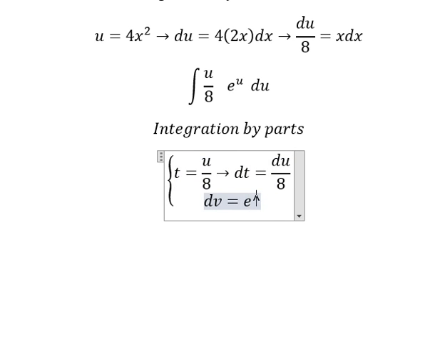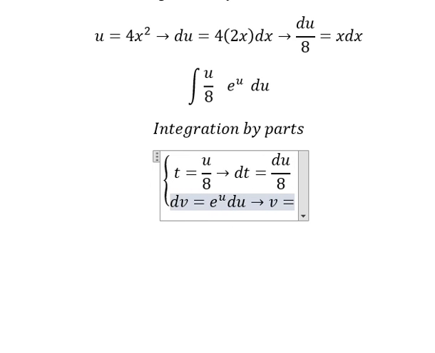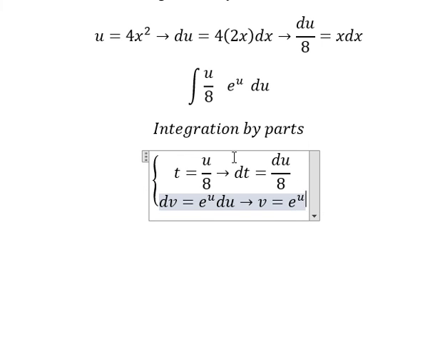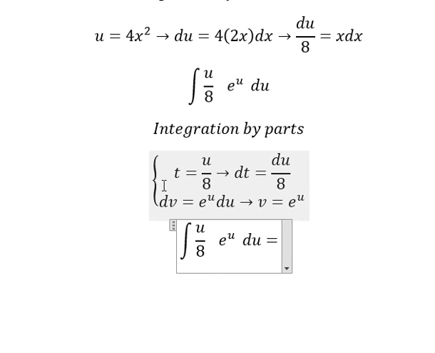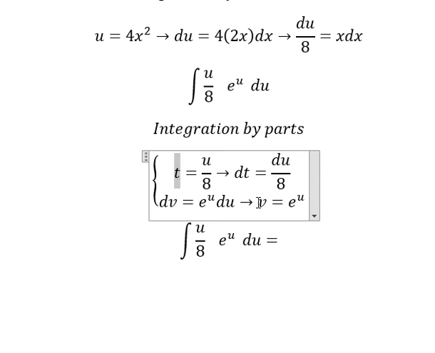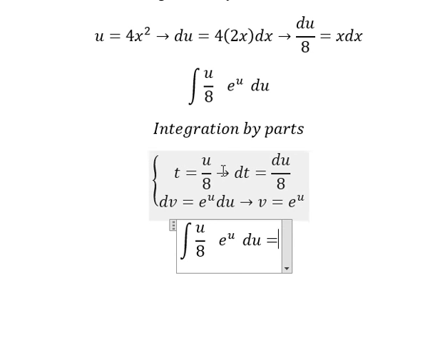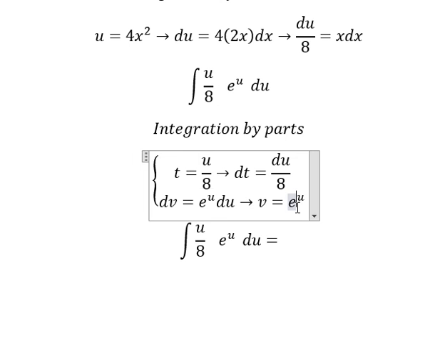dv, we have e to the power of u du. The integration of this one, we get v equals e to the power of u. So this one we change by, this one we have t multiplied by v. So we have this one multiplied by this one.